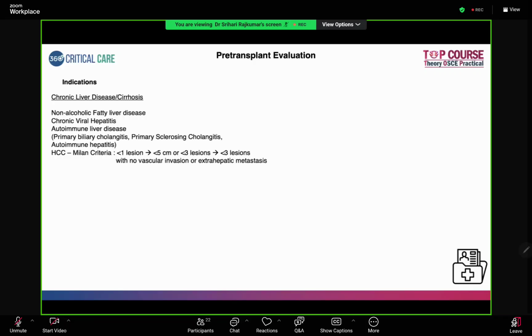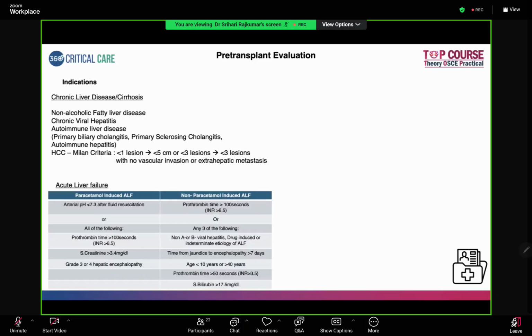Now, there are almost 10 to 15 criteria for transplant in an HCC patient. But from an exam perspective, I think this one name is sufficient for now. It's called the Milan criteria, and they say there should be one lesion less than 5 centimeters, or up to three lesions, each less than 3 centimeters. Sorry, I have written it as less than three lesions itself. It is less than 3 centimeters, and there should not be any vascular invasion or extrahepatic metastasis. If all these criteria are satisfied, then the patient with HCC can be considered for a transplant.